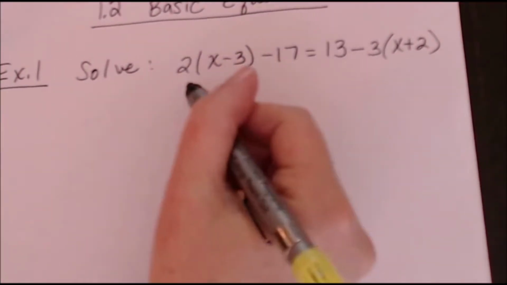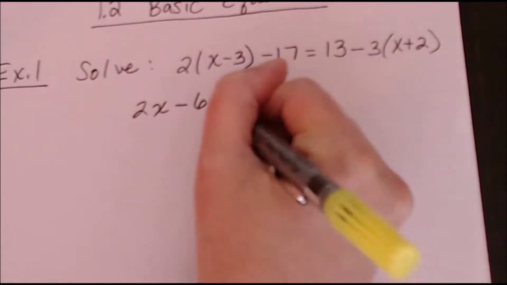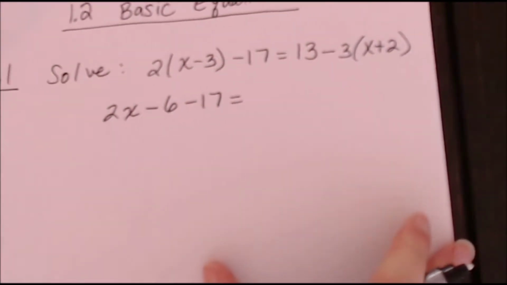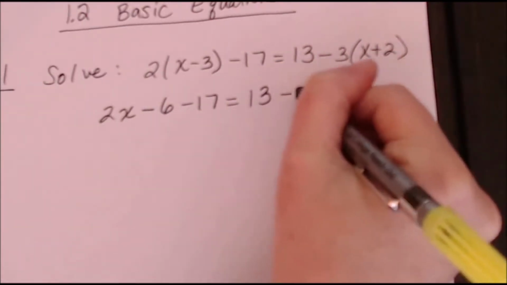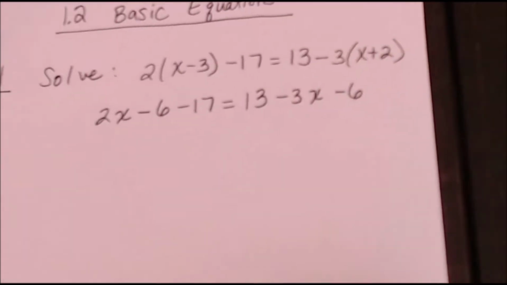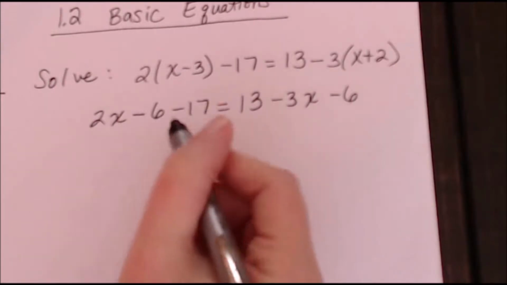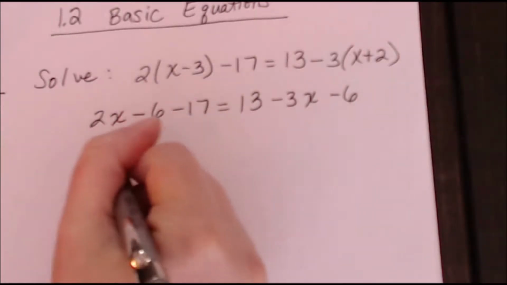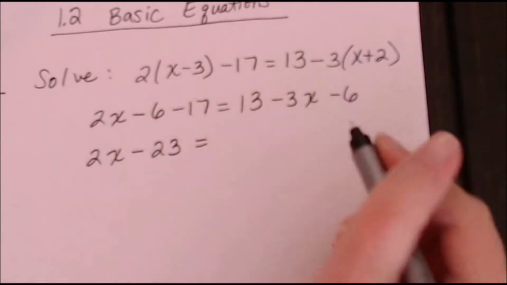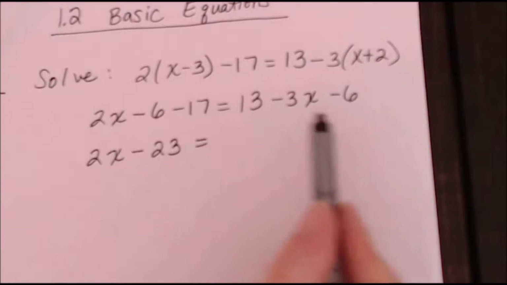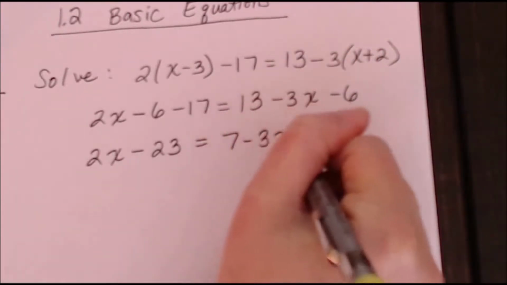So you notice that that 2 can be distributed, so we get 2x minus 6, and then we still have the minus 17 on that left side. On the right side, we can distribute the negative 3, so we have 13, negative 3x, and then minus 6 there. So now we want to combine any like terms that we have on each side. So I've got a negative 6 and a negative 17, so that gives me 2x minus 23 on the left side. And then on the right side, you've got a 13 and a negative 6. Those can be combined to give you 7 minus 3x.